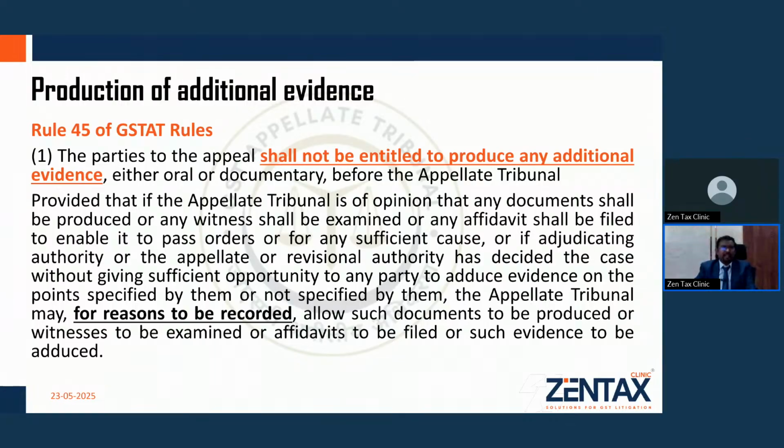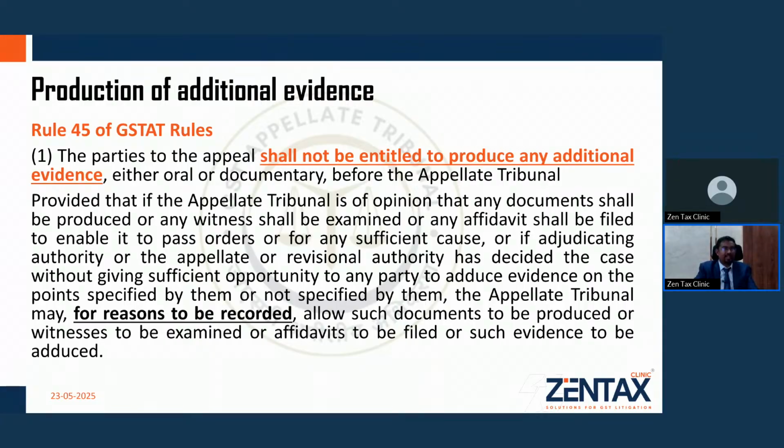Can I bring in additional evidence? Can I bring in additional evidence during the course of hearing? The parties to the appeal shall not be entitled to produce any additional evidence. So therefore, outrightly, Rule 45 sub Rule 1 says no additional evidence can be considered by the appellate tribunal, unless it was already produced before the adjudicating authority or the first appellate authority.